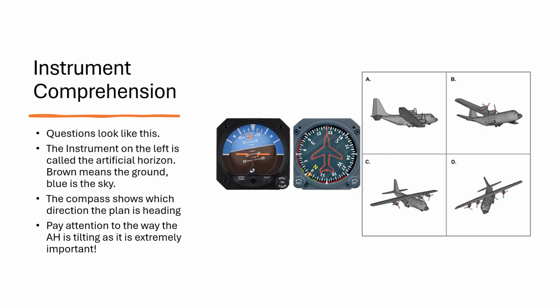Alright, let's talk about instrumental comprehension. Questions are going to look like this. You're going to have your artificial horizon, which I'm going to call the H. The artificial horizon goes into detail about the angle that the plane is taking, as well as if that plane is facing up to the sky or facing down to the ground.